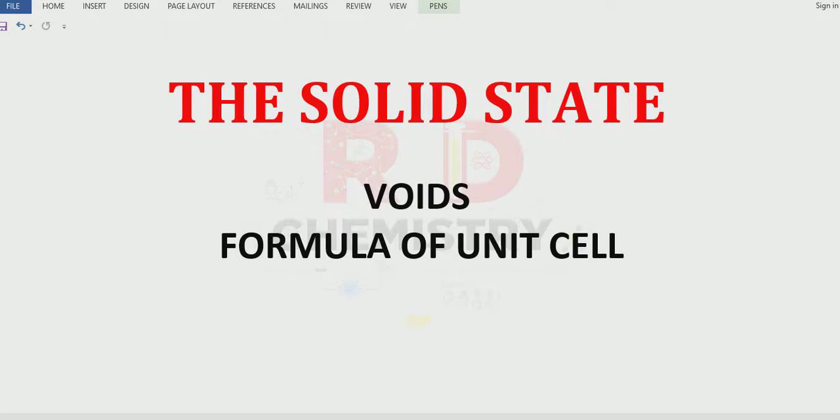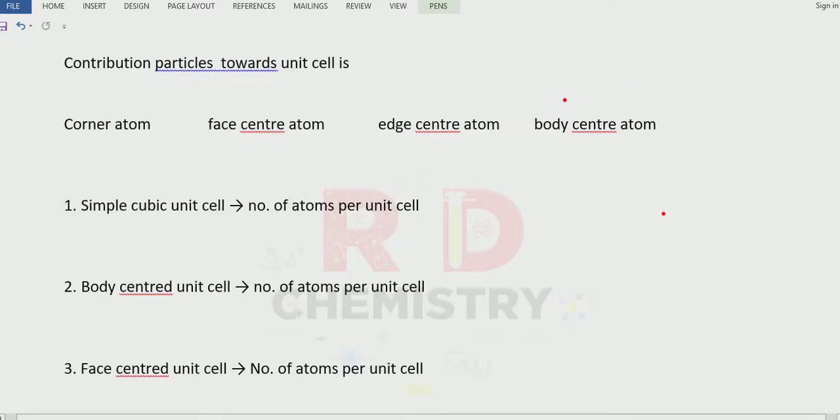In this video, I'll explain types of voids and how to write down the formula of the unit cell. Students, you have already studied the contribution of a particle toward the unit cell, how to calculate the number of particles per unit cell. If there is a corner particle, its contribution is 1 by 8, right? If there is a face center particle, its contribution is 1 by 2, correct? If there is an edge center atom, its contribution is 1 by 4. And if there is a center particle, it belongs to the entire unit cell, so its contribution is 1.